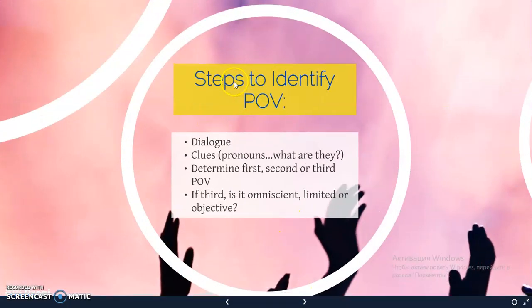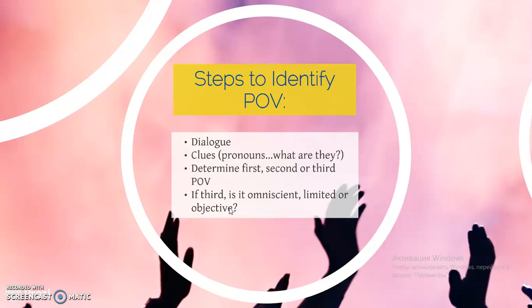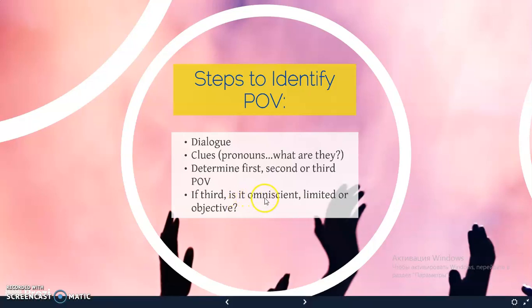So first of all, steps to identify: it can be a dialogue. There are some clues like pronouns. What are they? Determine first, second and third person narratives. If third, is it omniscient, limited or objective? There are three types of third person narratives. As we know, these are omniscient, limited or objective.